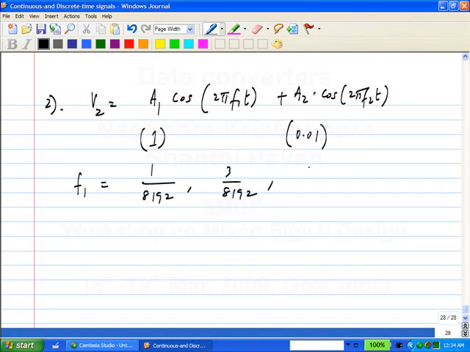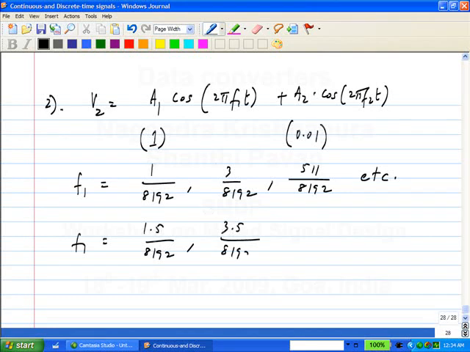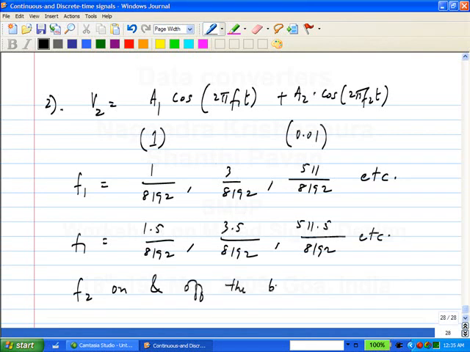Or you can also try f1 to be 1.5 by 8192. And you can pretty much choose f2 to be anything you want. You can also try f2 on and off the bins, and see, you have one large signal and one small signal. In fact, you can make this even 0.001 also.